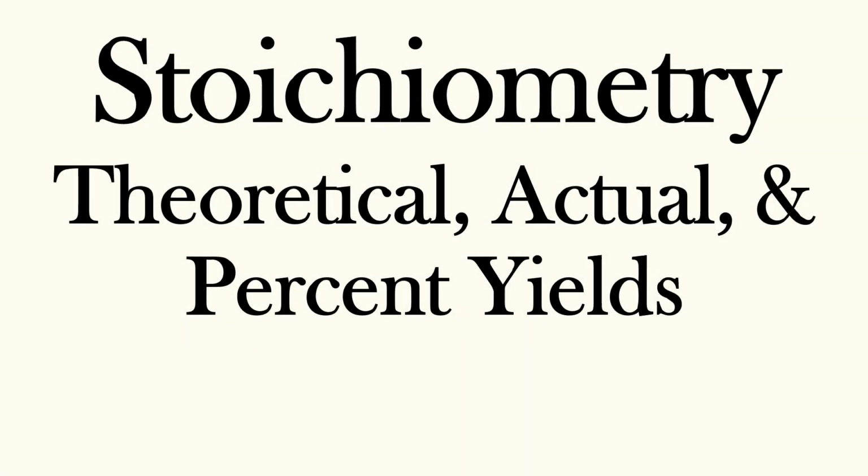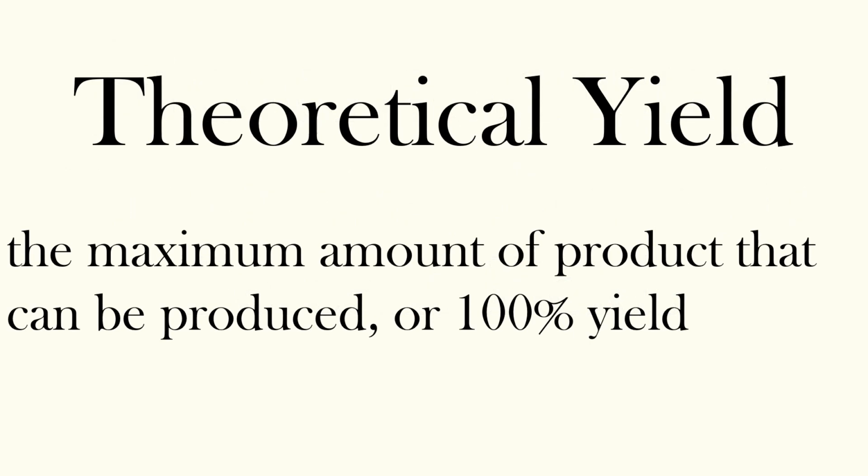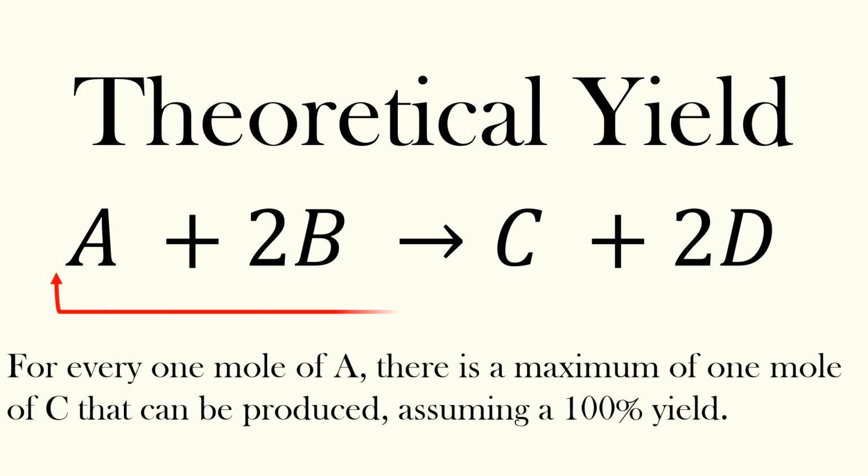This is theoretical, actual, and percent yields. The theoretical yield is the maximum amount of product that can be produced, or 100% yield. And that's the key term here, 100% yield. Take this balanced equation, for example. For every 1 mole of A, there's a maximum of 1 mole of C that can be produced, assuming a 100% yield. This means that all the reactant, 100%, would be converted to product.